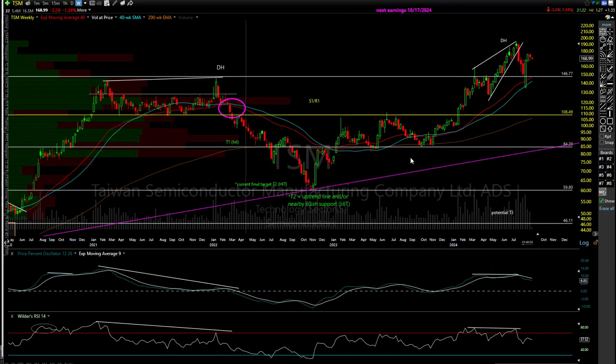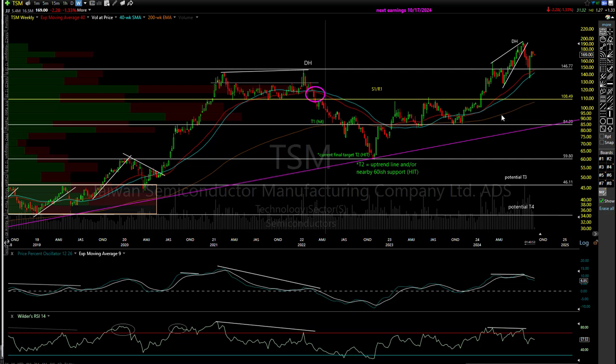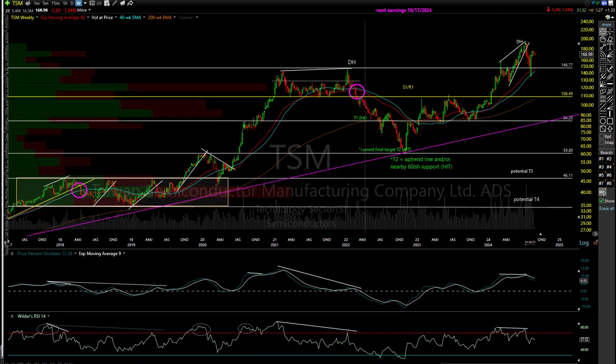The semis right here. On TSM, Taiwan Semi, these were my old targets from the last bull market top. T1 was hit. T2 was my current final target, which was the uptrend line and or the nearby 60-ish level. We hit them both to the button, reversed. Again, covered, reversed, and we had this big rally. So those were, as I said back then, potential. That's the difference.